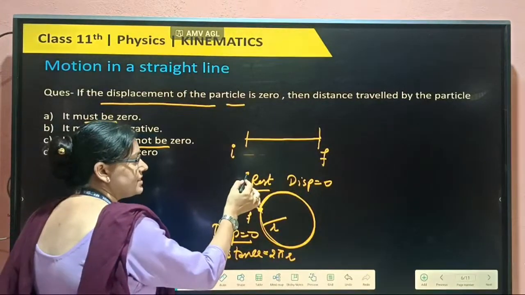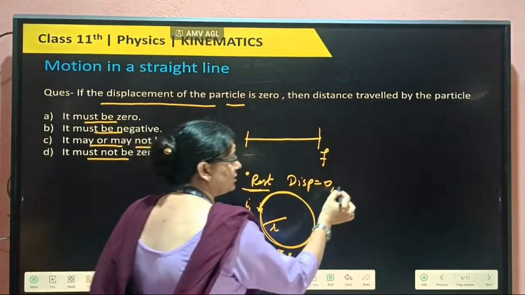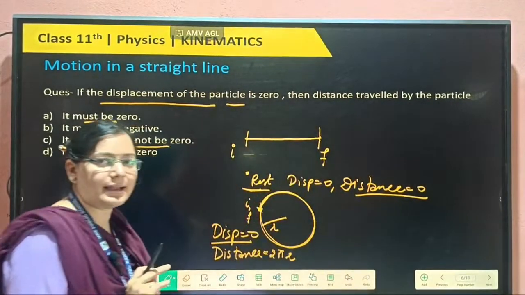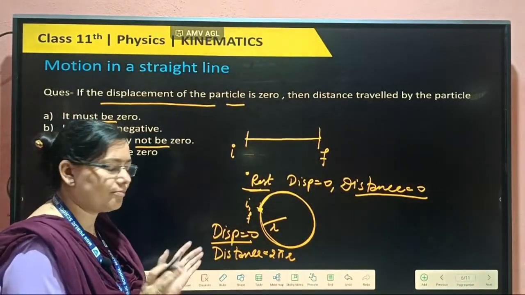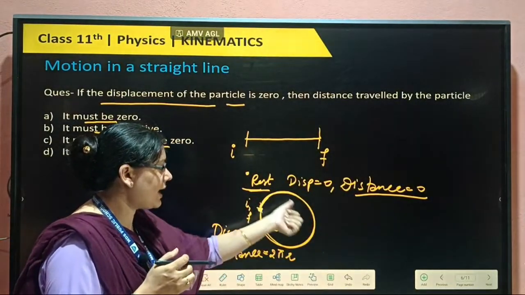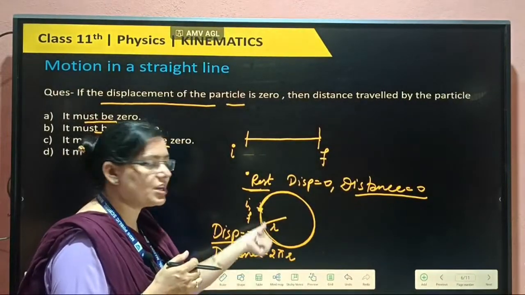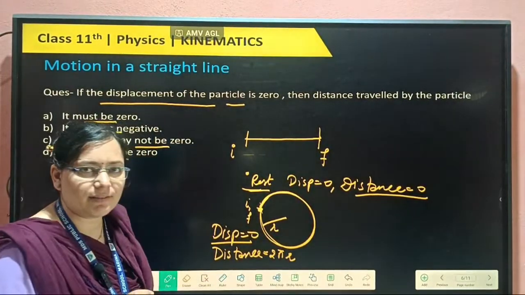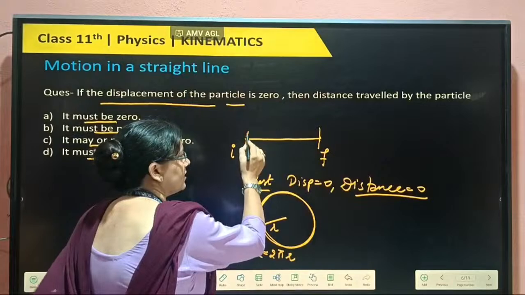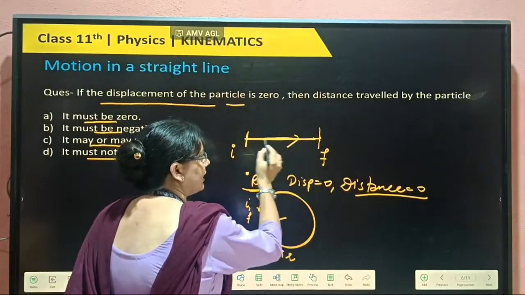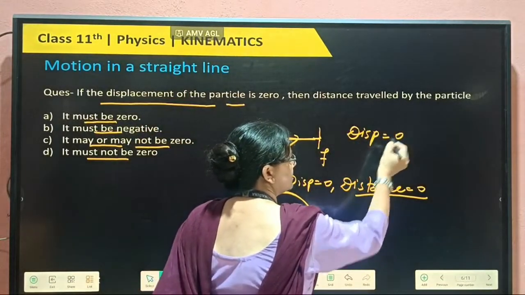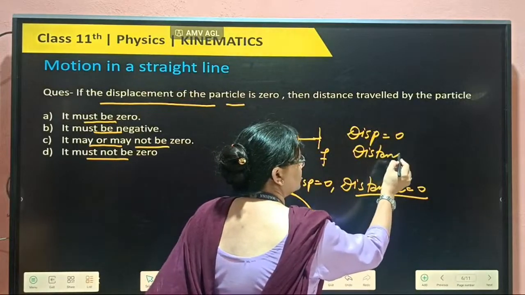In that case, the object will be at rest. Displacement is 0 and distance also will be 0, because no path is covered by the object. Both are at rest only, that's why distance and displacement are 0 only. But if we are moving one way and coming back on the initial path only, then displacement will be 0, but distance will not be 0. Same here, we start from here, go in this direction, then again come back to this point only. So in this case displacement becomes 0, but distance is not equal to 0.